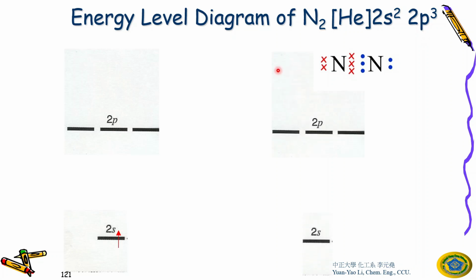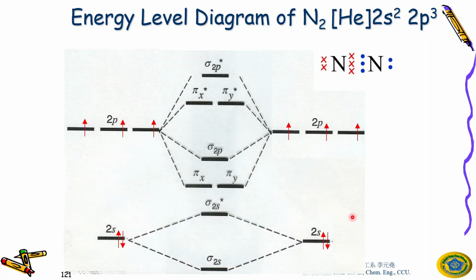So this is a nitrogen atom, right? You have 1, 2, 3, 4, 5, so 5 electrons. And for the other nitrogen, there are also 5 valence electrons, 1, 2, 3, 4, 5. Okay, and then when they get together, the energy level diagram looks like this.